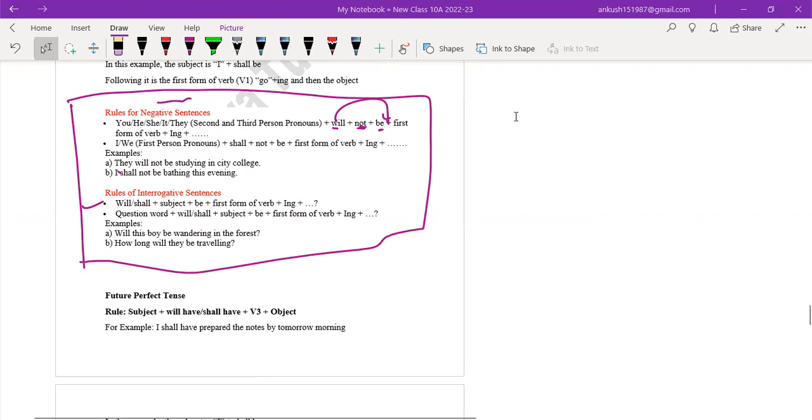Sir, can I give a try? Yes, yes, you can. So basically, in this, these are the rules for negative sentence, right, sir?